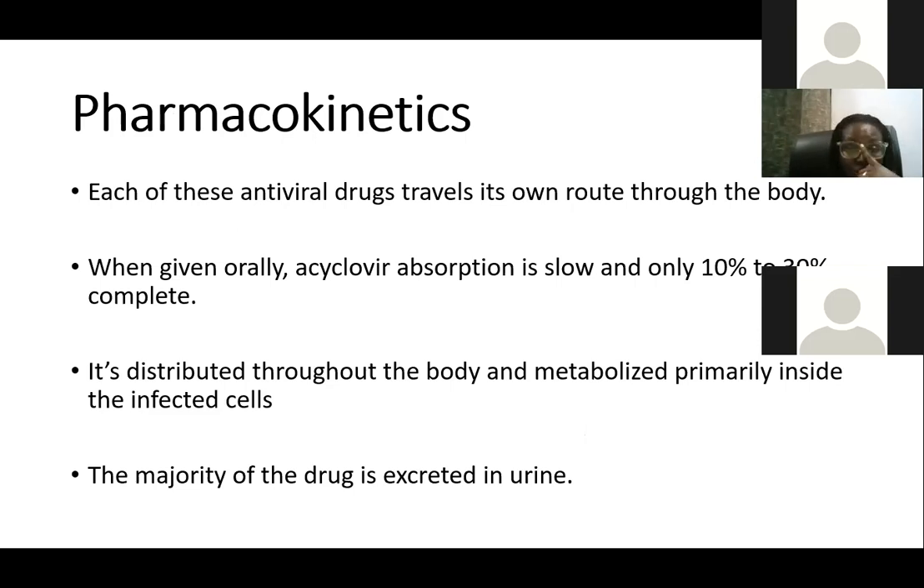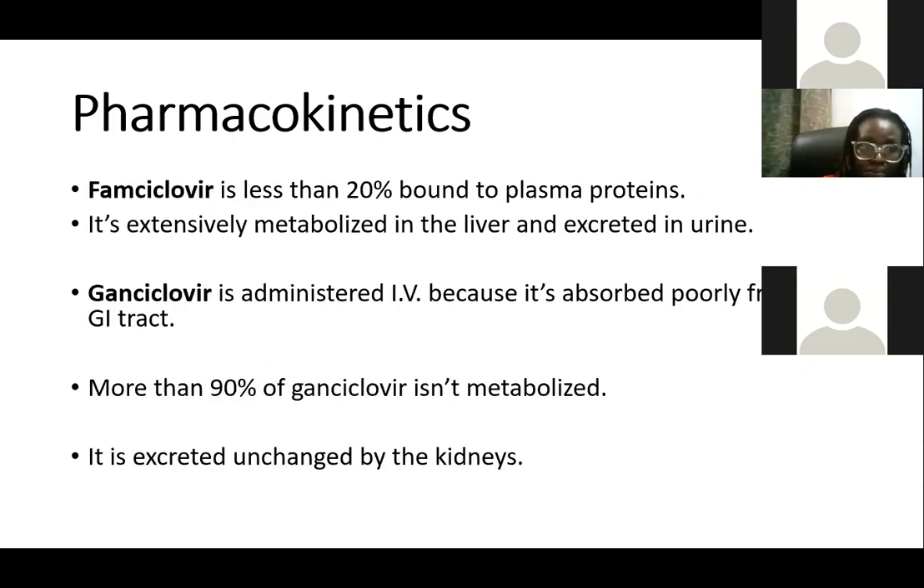When you take acyclovir, its absorption is slow when given orally. So it's just about 10 to 30% of the medication that is absorbed, and then it's distributed throughout the body and metabolized inside the virally infected cells. And the majority of the drug is excreted in the urine. When it comes to famciclovir, less than 20% is bound to plasma protein. So this is also metabolized in the liver and excreted in the kidney.